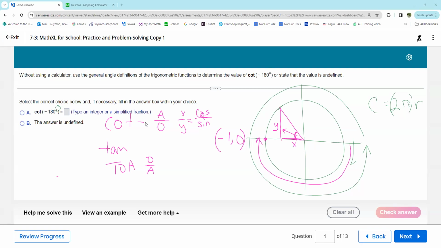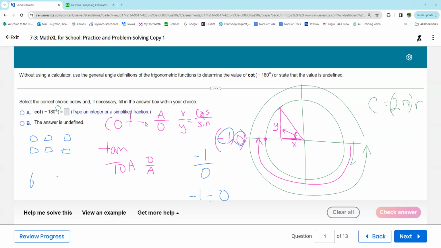Well, what's our x value at this point? Our x value is negative 1. Our y value is 0. Well, we're dividing by a 0. If you go all the way back to when you learned division, remember fraction, this is like a division problem, negative 1 divided by 0.